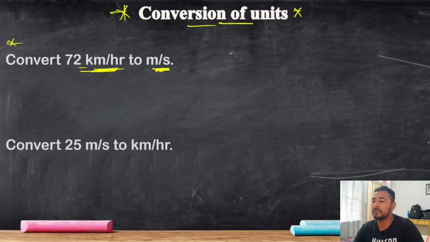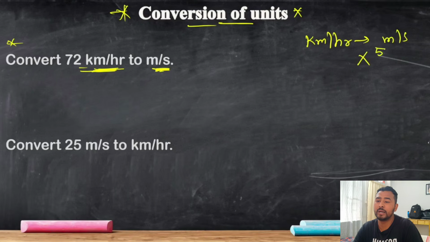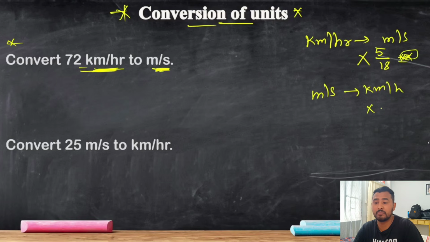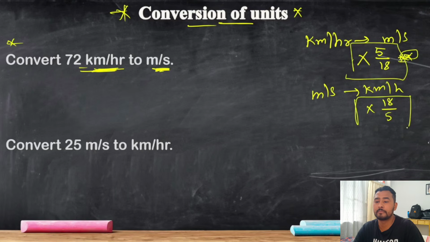You should remember one thing: whenever you need to convert kilometer per hour to meter per second, you should always multiply by 5 by 18. This is a shortcut trick. You should multiply by 5 by 18. And whenever you have to convert meter per second to kilometer per hour, you need to multiply by 18 by 5. Just remember this much: 5 by 18 and 18 by 5.